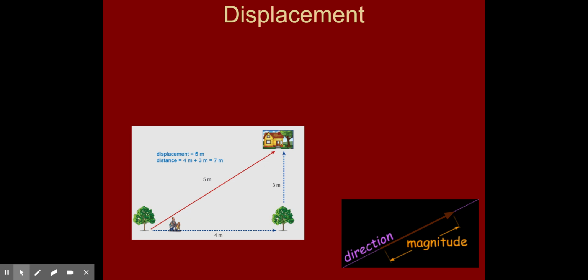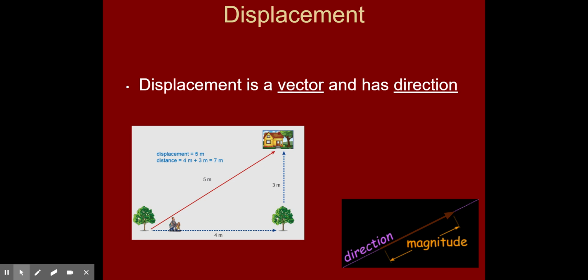So if you look at this particular situation, we're going to look at displacement in the form of a hypotenuse, if you will. It's going to be a triangle. So if Dad and his 2 children left the oak tree and they went 4 meters east, and then 3 meters north, that would be the distance that they traveled, which would be 7 meters.